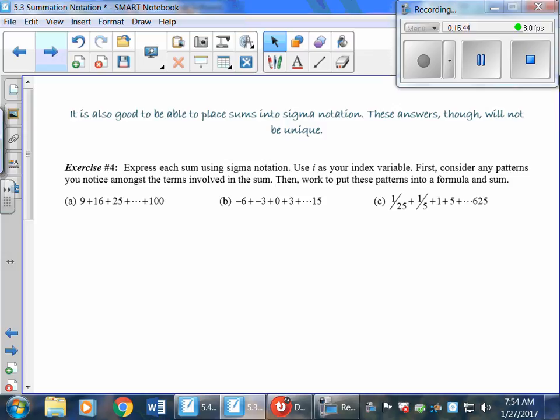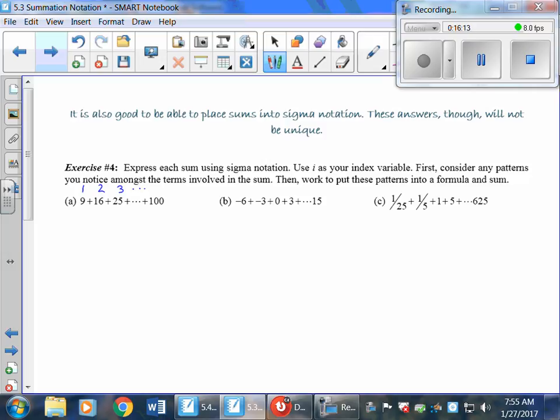It's also good to be able to place sums into sigma notation. All right, so now we're going to be given the series. This is called a series. We're going to be given the series, and they want to write it in sigma notation. So this, I have to tell you, is probably more common sense than anything else. You have to just figure out what the relationship is to the index numbers 1, 2, 3, and then whatever this turns out to be.